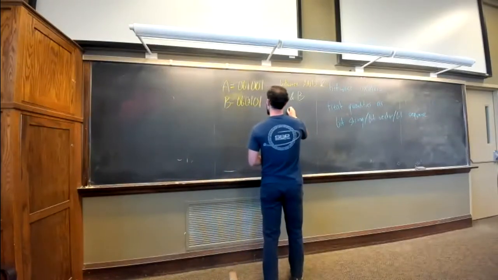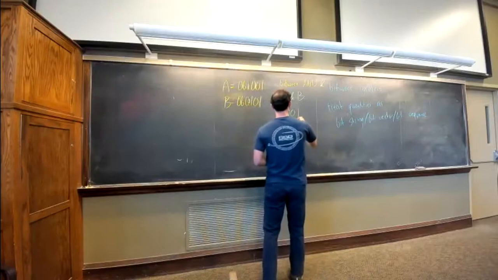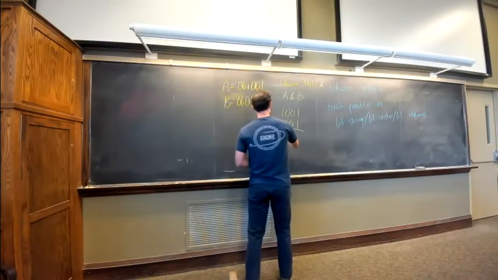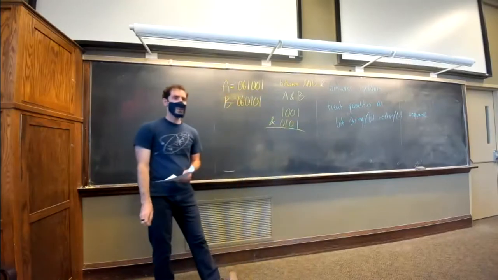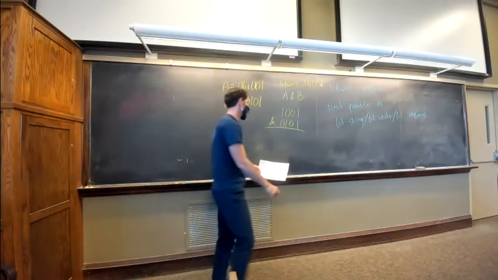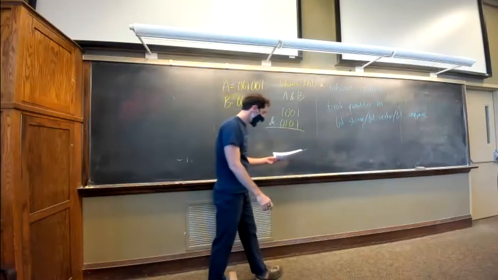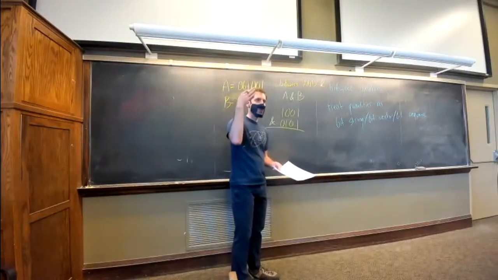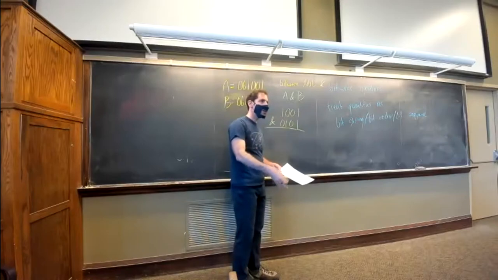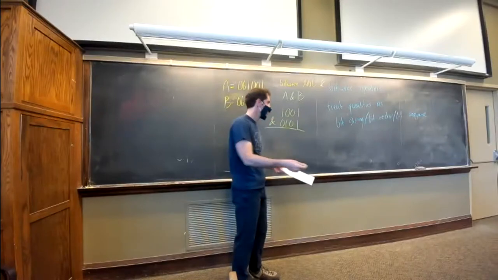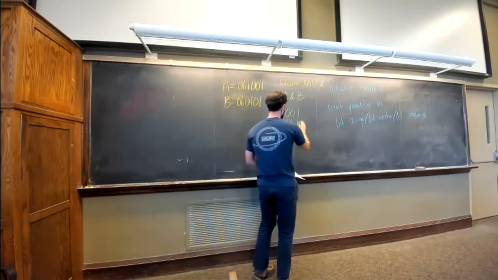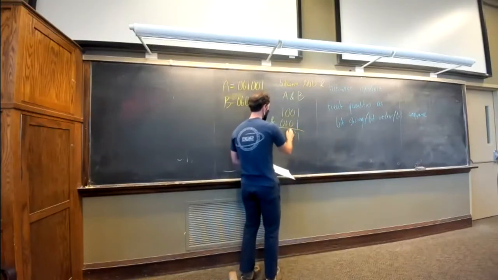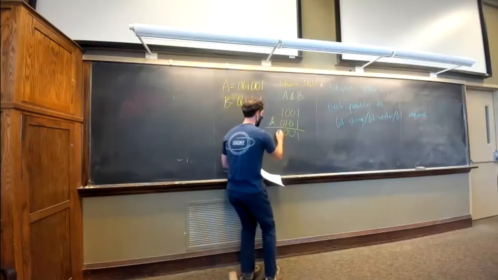And so if I write this out in a vertical format, as you might expect from an AND, if both bits are 1, we get a 1, otherwise we get a 0. So 1 and 1 is 1, 0 and 0 is 0, 0 and 1 is 0, 1 and 0 is 0.